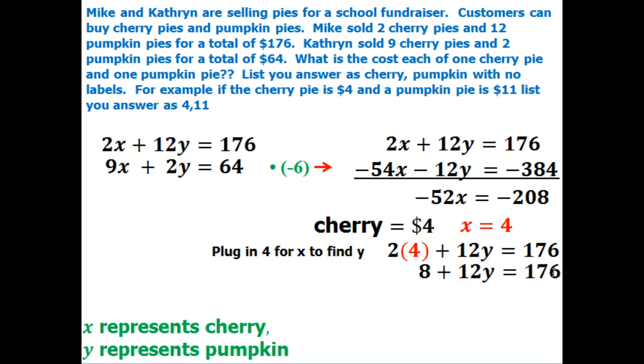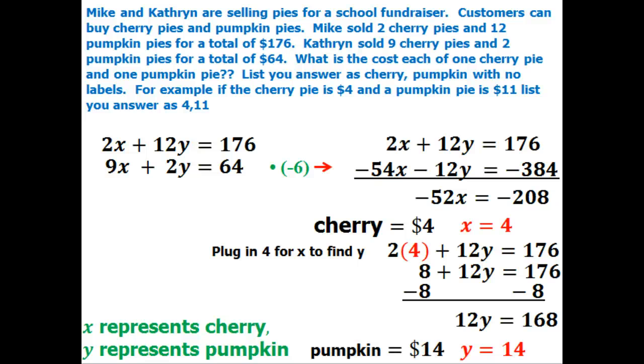I'm going to subtract 8 from both sides. 12y equals 168. I divide both sides by 12, and I find out that y equals 14. Now, y represented the cost of a pumpkin pie. So pumpkin pies cost $14. So I've just identified, I've solved it essentially. Cherry pies cost $4, pumpkin pies cost $14.